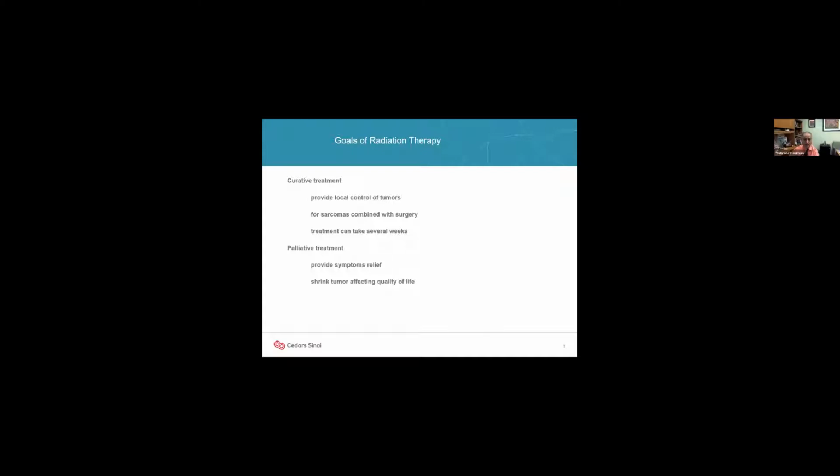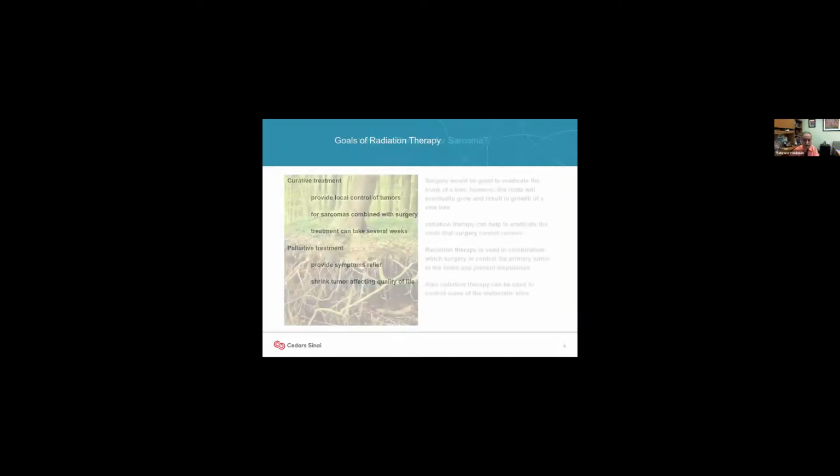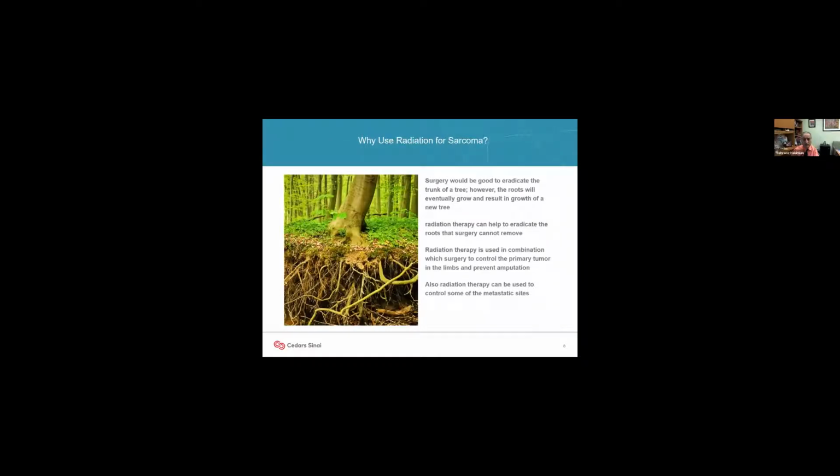Now, the radiation itself, when we do this with curative intent, can take several weeks, and I think we can justify that. Now, think of a tree that you see. The purpose of the surgeon is to cut the trunk of the tree as well as all the leaves. But there are roots beyond that. Sometimes these roots can be seen, sometimes they cannot be seen on microscope.